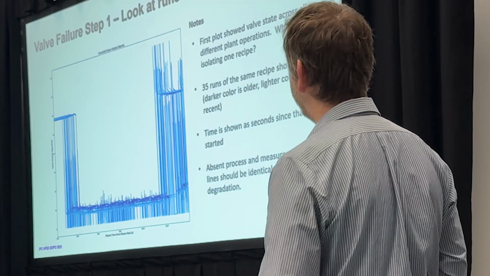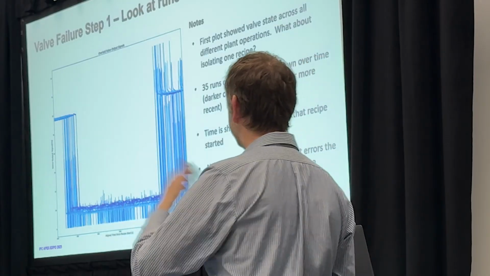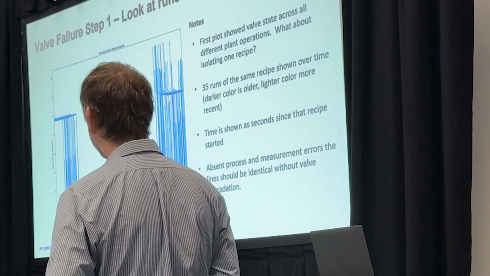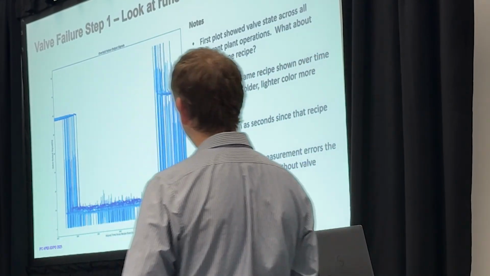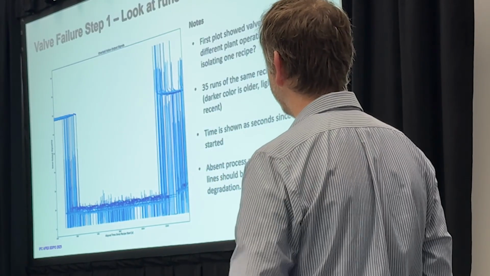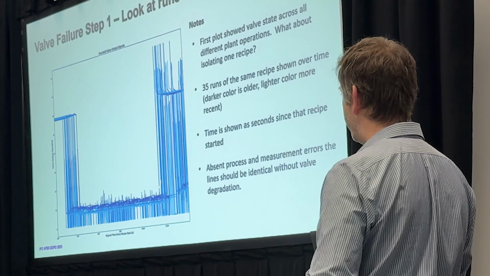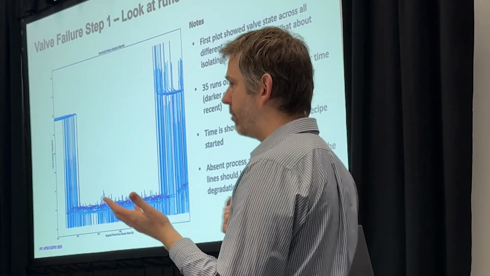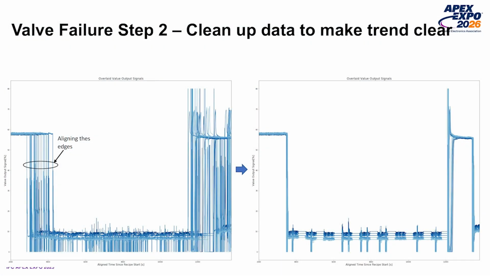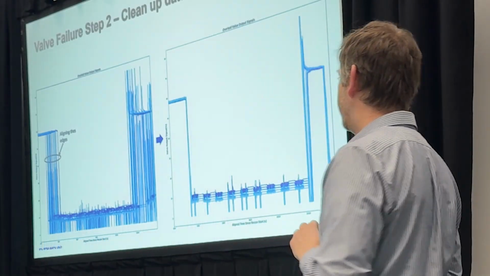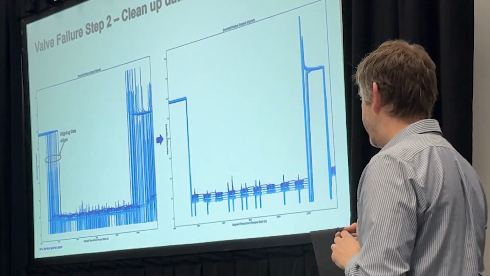I'm starting to see that darker colors are older runs, lighter colors are newer runs. It's still not clear if I could predict anything, but at least I'm starting to see some repeatability and some structure. And I do know these lines should be identical because it's the exact same recipe being run. So let me clean up the data a little bit more. I know there's some jitter in how the data was collected, but I know these are all the same point in time. So now let me overlay them exactly. And now you start seeing something interesting.